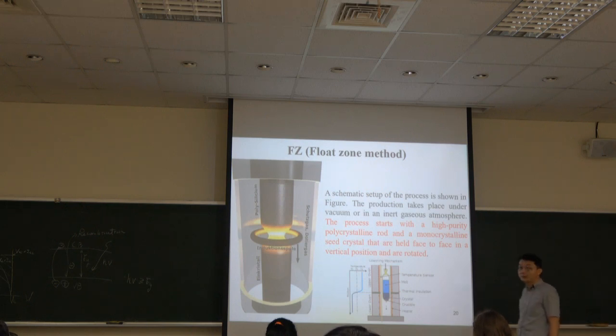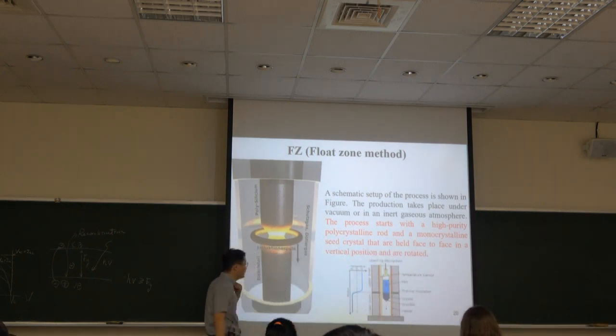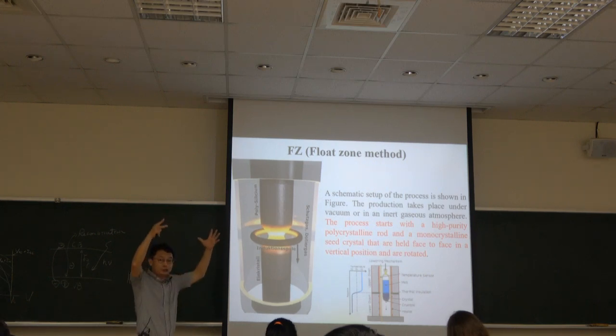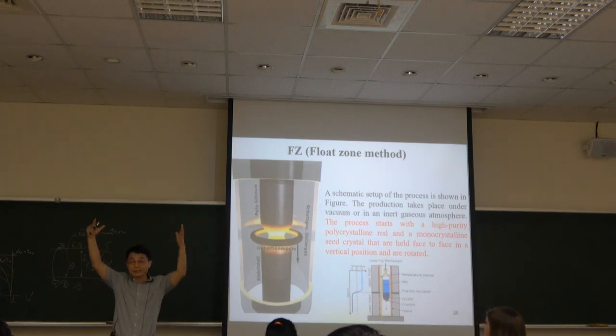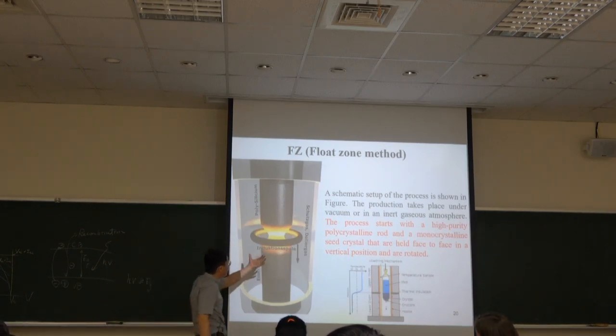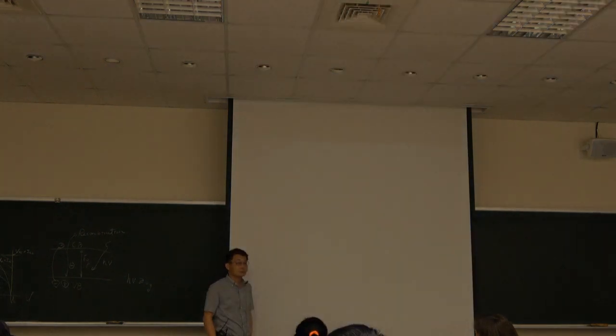And another process, float zone. The float zone process is very simple, because the Czochralski process requires a huge furnace. You can see the furnace is quite huge. And for float zone, it is quite simple. You just need a coil, a so-called inductor.